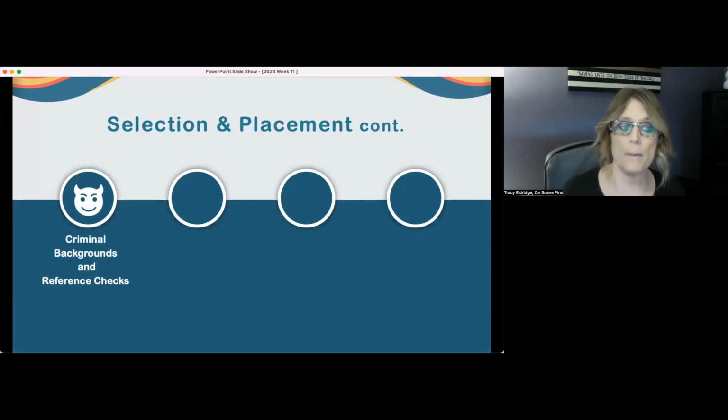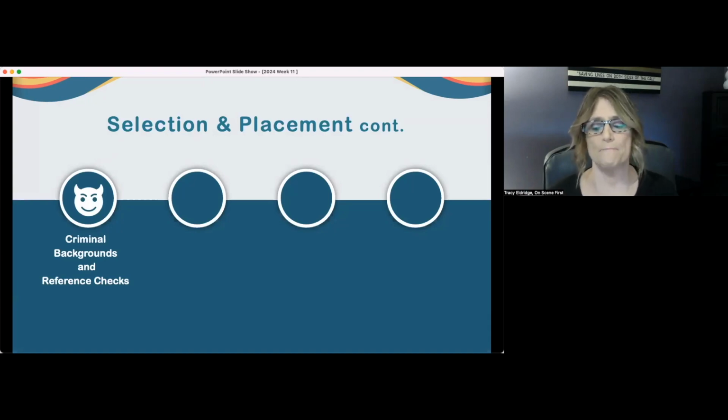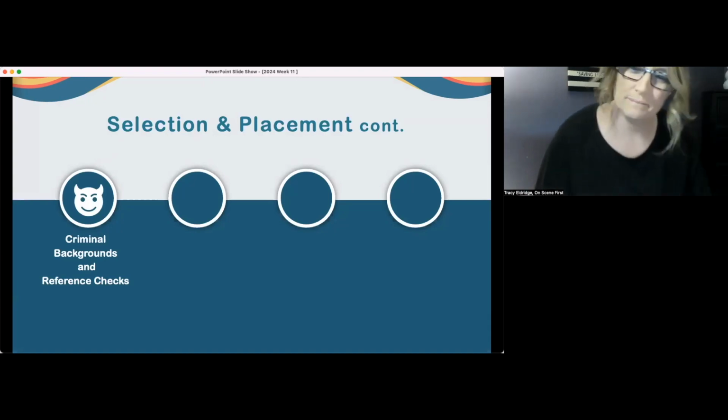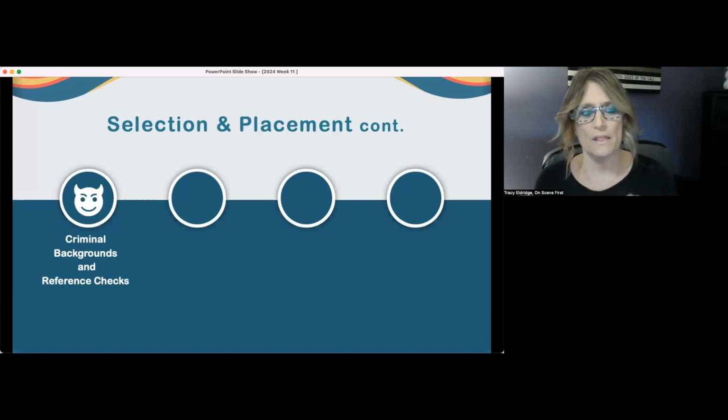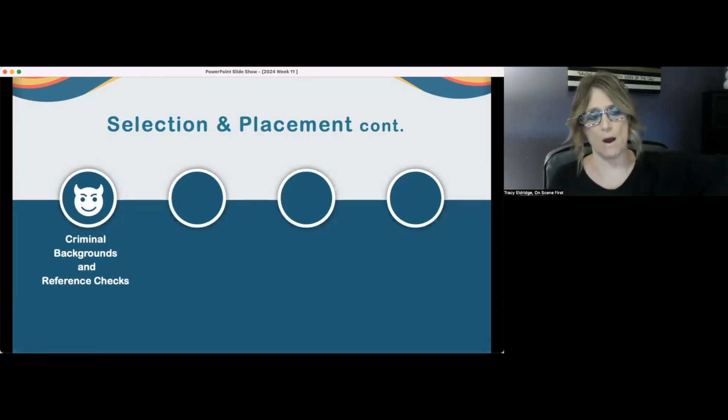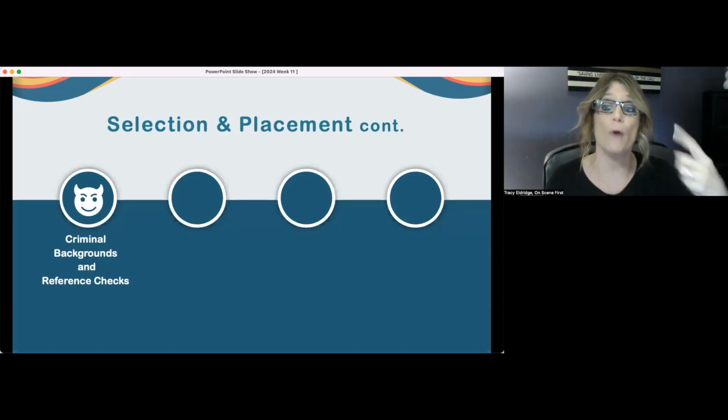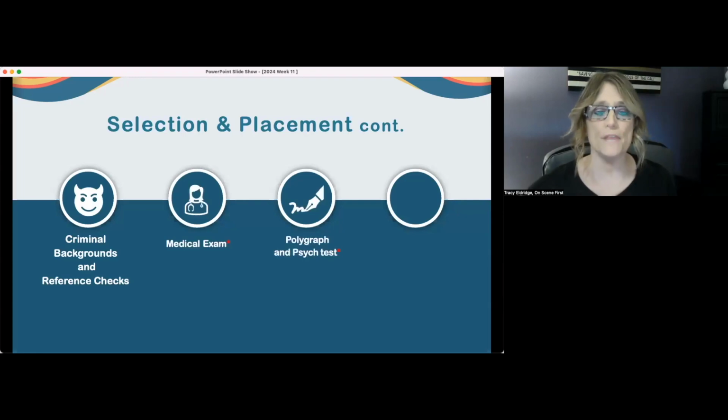So criminal background and reference checks. The reason why these usually come after, this is just in general, is because it's a lot of time and work and effort. And if you didn't get through, I'm not going to do a criminal background check, etc. Well, let me rephrase that. Maybe I would do that, but if you notice, there's no asterisk on this one. So the criminal background check and references check can be done prior to the conditional offer.